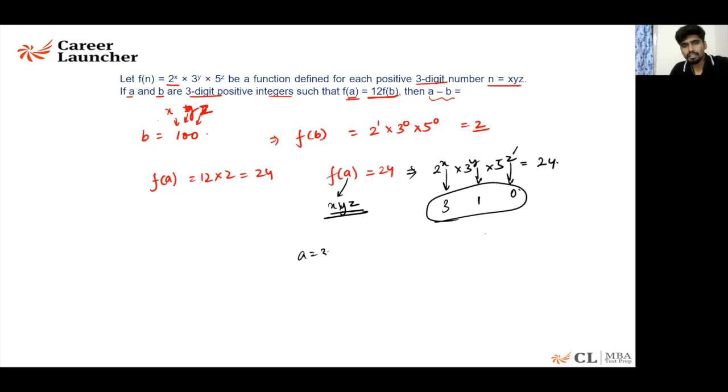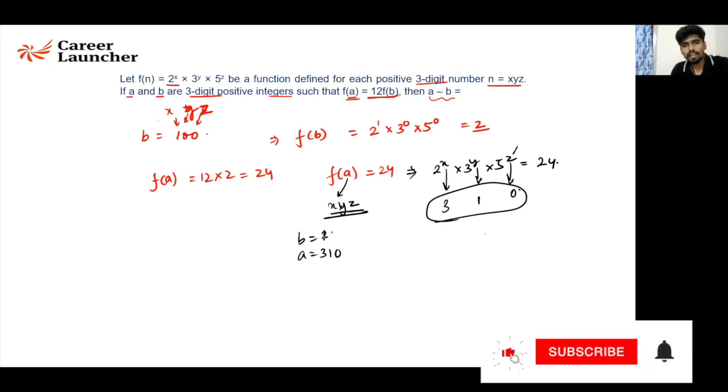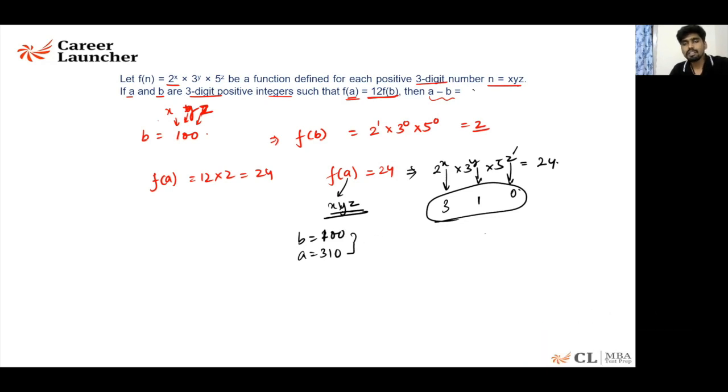So a is equal to 310 if b is equal to 100. The question is, what is the difference between a and b? It has to be 210.